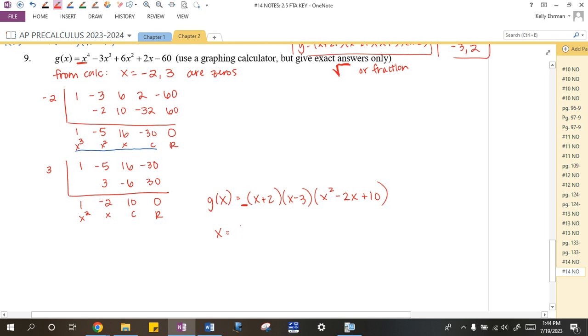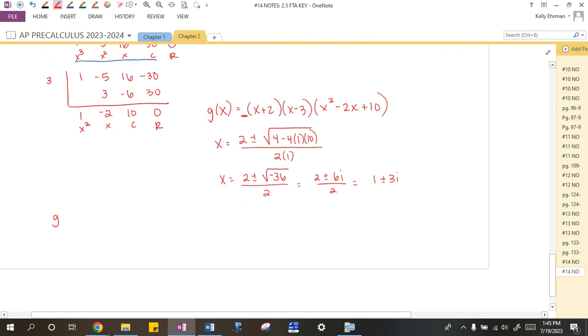Okay, so 2 plus or minus the square root of 2 squared is 4, minus 4 times 1 times 10, all over 2 times 1. 2 plus or minus the square root of, this is 4 minus 40, so negative 36. That's 2 plus or minus 6i over 2. That's 1 plus or minus 3i.